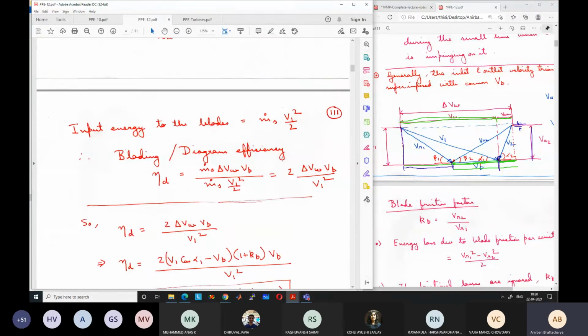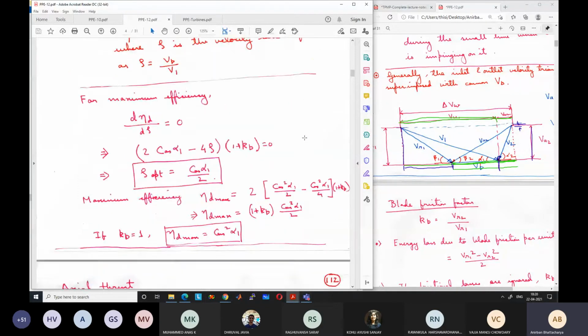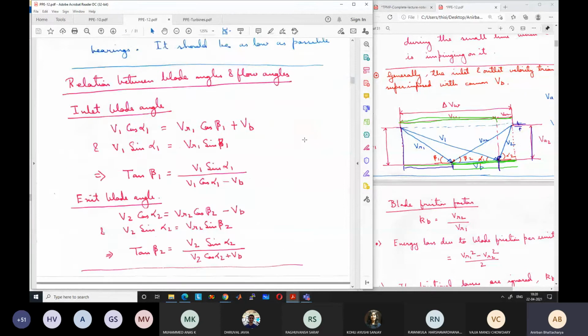So we can also relate the blade angles and flow angles. It's just geometry, basically simple geometry. I have shown it here for this case to show you that if some of the angles are given, say beta 1 and beta 2, or alpha 1 and alpha 2, you can find the other angles easily. So the inlet blade angle beta 1 can be calculated if you know V1 and alpha 1, and VB. How? V1 cos alpha 1 is this length.